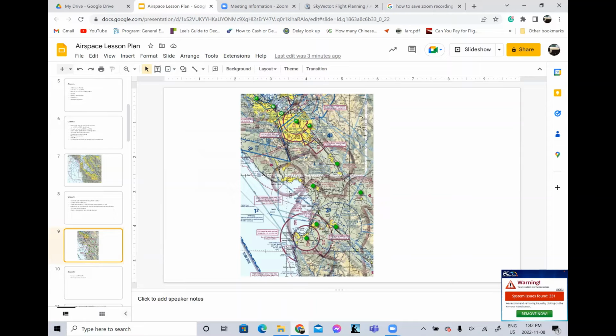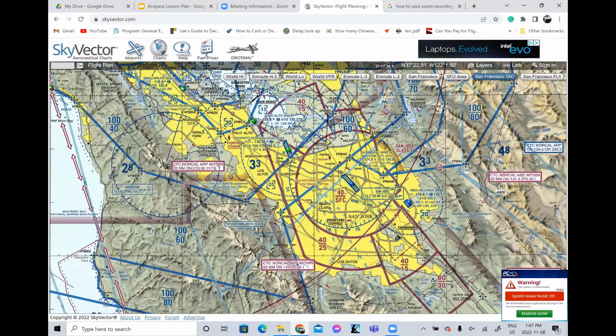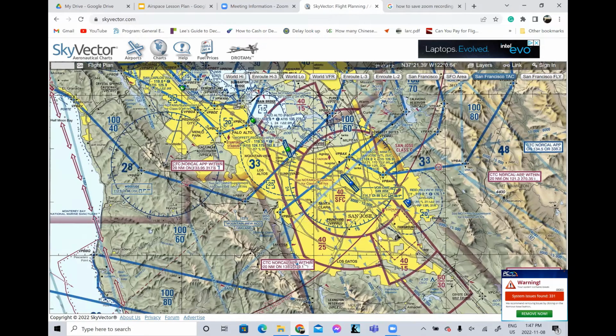And if we look at San Jose here, we see there's the 5-mile ring, the 10-mile ring, and then there's the 20-mile extension for your instrument approaches. All right, so when we're looking at a Charlie, we have to look for these dark magenta lines. And here's San Jose International, for example.